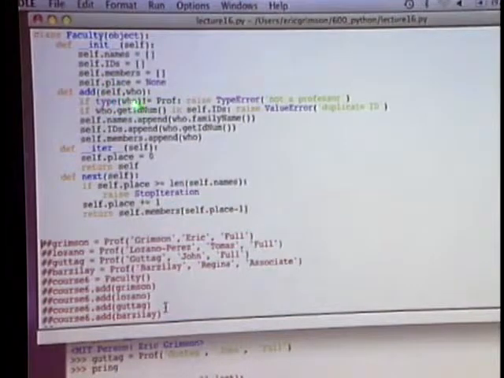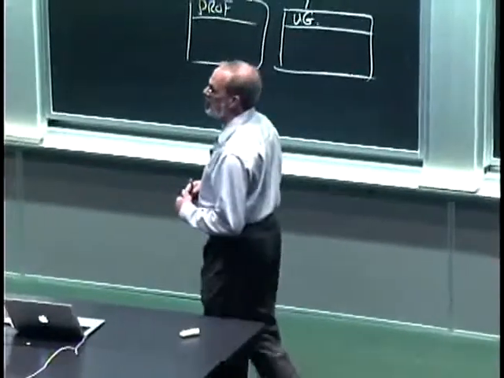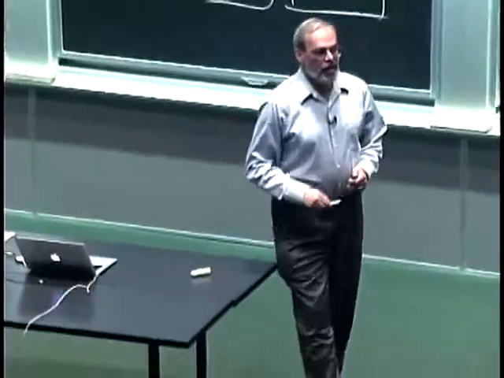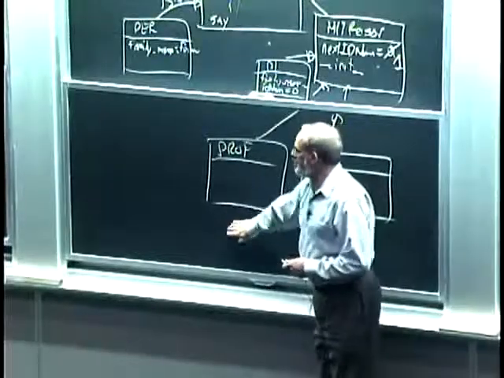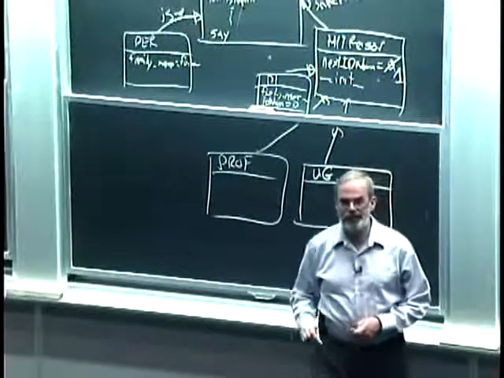First of all, notice, I'm going to check the type. If this is not a professor, I'm going to raise an error, a type error. It's the wrong type of object to pass in. Second thing I'm going to do is say, if that's okay, then let me go off and get the ID number. Now remember, that's right up here. So I'm asking the instance of the professor to go up and get the ID number.